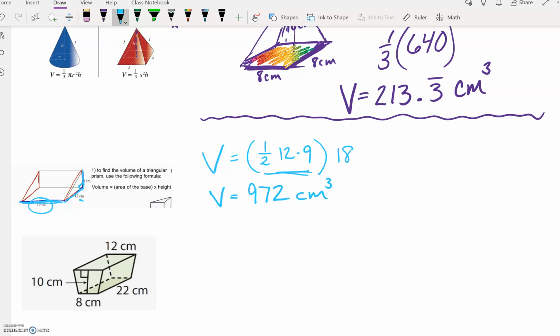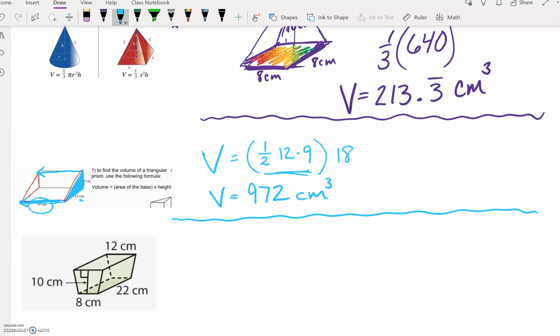Okay, so again, the key for volume is kind of deciding what that shape is that defines your prism or pyramid. So here it is, there's that triangular shape, and then you just multiply it times that length or that height that you see right here. Okay, let's do one more.